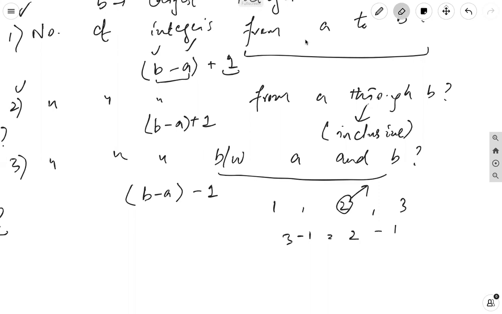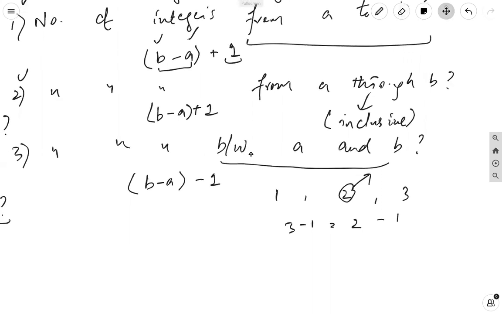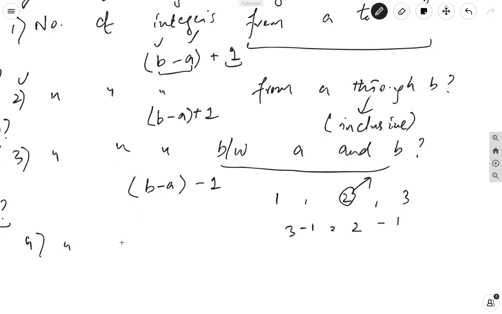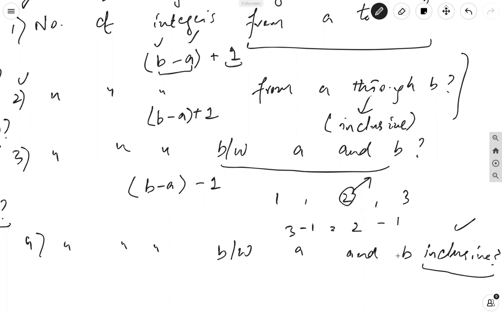And there is one last scenario, in which the number of integers between a and b inclusive. This is exactly the same case as the first two cases, because the term is again inclusive. So we have to consider both a and b as well, right? So this is b minus a plus 1. So the first, second, and last cases are exactly the same with different notation, but the third one is different.